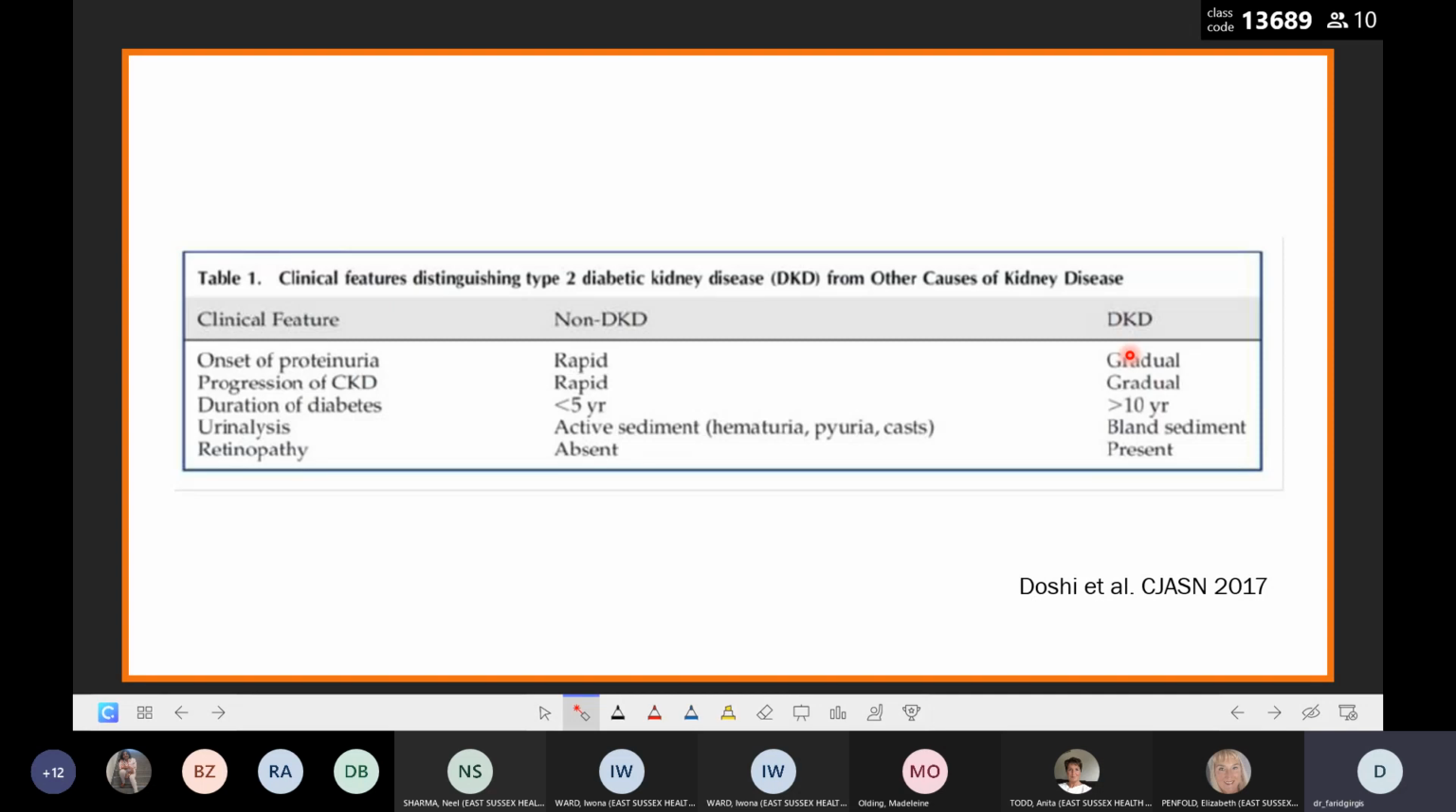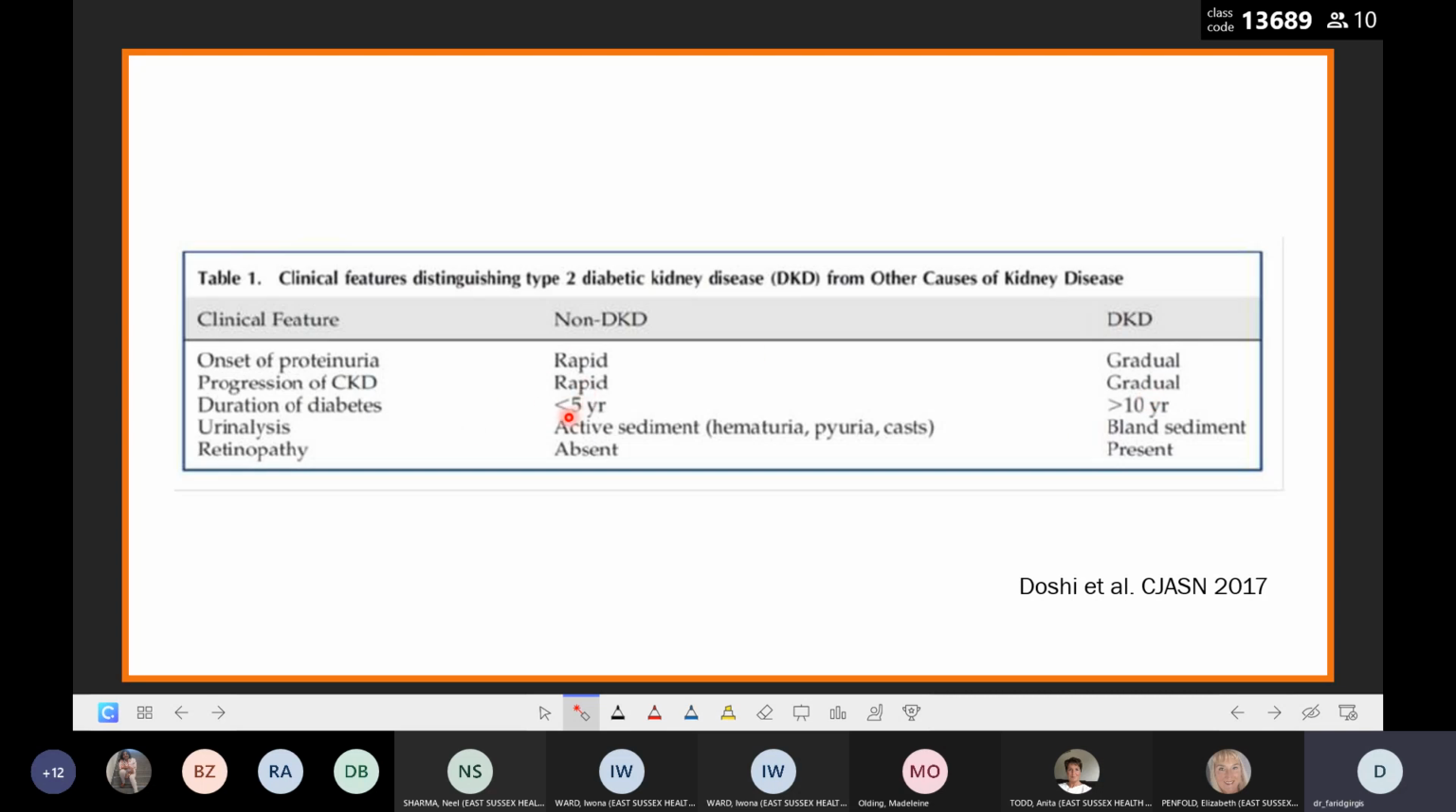But in non-diabetic kidney disease, it is rapid. So the patient had not even microalbuminuria in a blood test maybe 3 months ago or 4 months ago, and all of a sudden he comes with nephrotic range proteinuria. No, this is not the typical picture of diabetic nephropathy. In this case, yes, there is rapid onset of proteinuria in non-diabetic kidney disease. Also, the progression of chronic kidney disease. Usually in diabetic kidney disease is gradual, so you will follow a gradual course because it is gradual decline bit by bit. But in case of non-diabetic kidney disease, it is rapid.